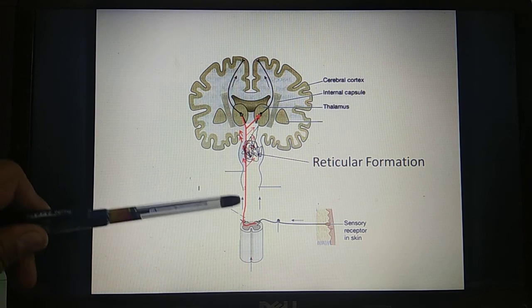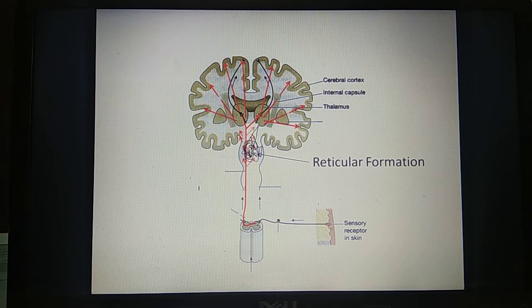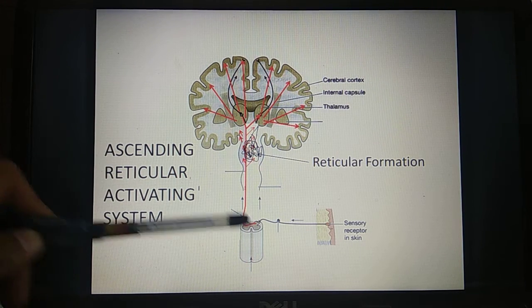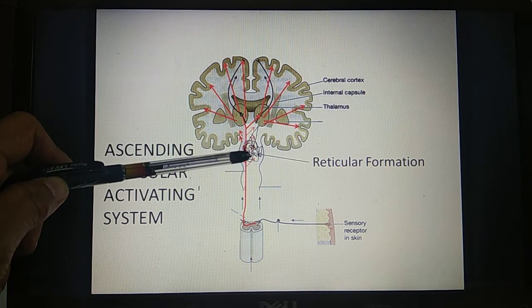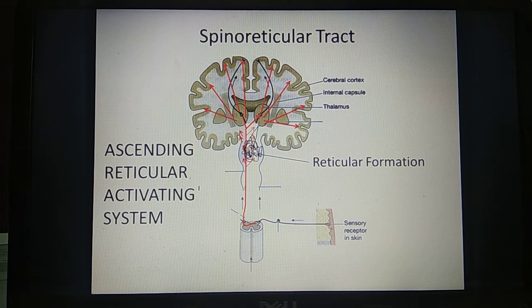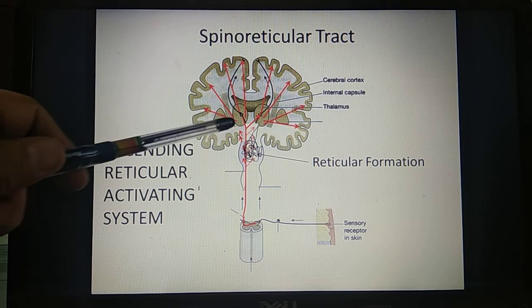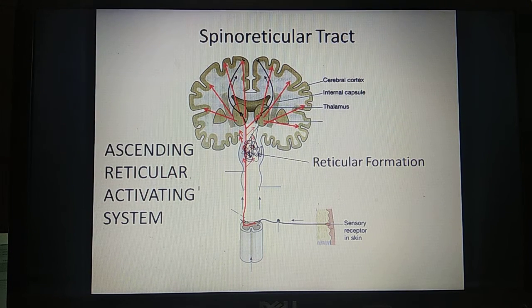The spinothalamic tract, while going up, is giving some branches to the reticular formation, and from here it is going to the whole cortex. Now according to some authors, this is called the spino-reticular tract. It is called the ascending reticular activating system. Why? Because it is ascending, it is activating the reticular system. So some authors say this is the spino-reticular tract. It is the spinothalamic tract, while going up, giving some branches to the reticular formation, and from here it is going to the thalamus and activating the whole of the cortex. So its function is basically to activate the cortex.